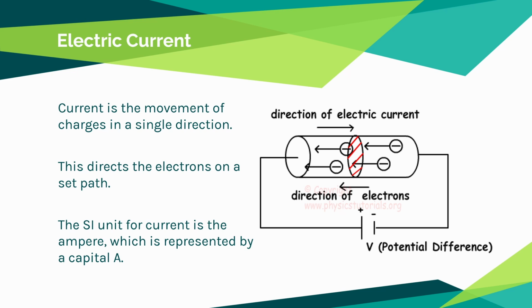Electric current. Electric current is the movement of charges in a single direction through a path. In metal wires, this is usually when electrons are moving through the conductor. The SI unit for current is amps or ampere, represented by the capital letter A.